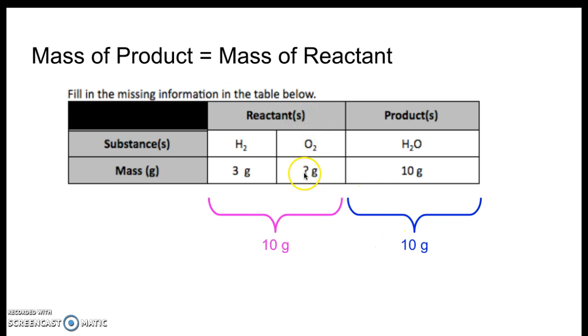So if the mass of reactants must be 10 grams, when we take a look here, we know that 3 plus what will give me 10 grams, and that will help us to find the mass of the O2. So if we do some mental math, we know that the mass of O2 must be 7 because 3 plus 7 will give us a total of 10 grams. And once again, the mass of reactants and products must be equal.